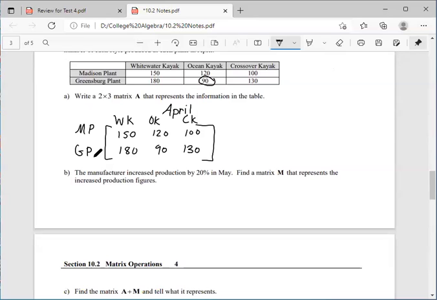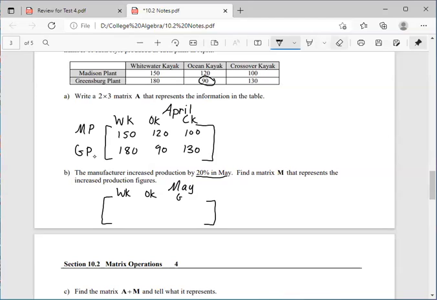It says that the manufacturer increased the production by 20% in May. So find the matrix M that represents the increased production figures. Okay, so this time I do think I'm going to use what we said before, and I'm going to say, okay, let's find out what's going to happen for May. I'm going to go ahead and label everything so it's kind of ready to go.